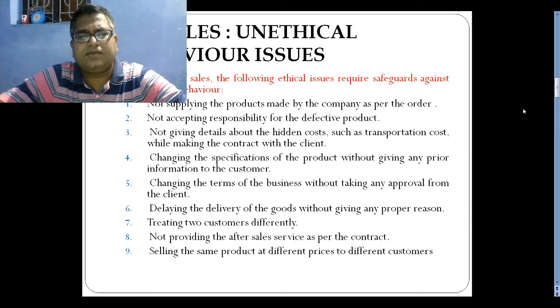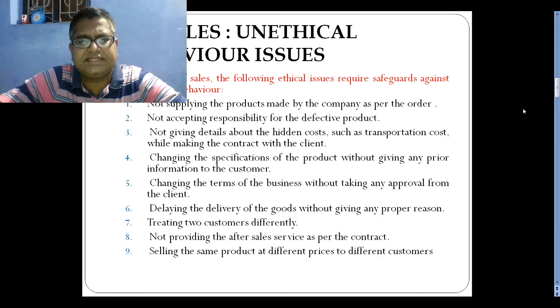And the second one is not accepting responsibility for the defective product. Sometimes you purchase a product which is defective, and when you return it, the shopkeeper or the company says it will not be replaced and you must pay some extra amount. That is called unethical behavior. Another one is not disclosing hidden costs or transportation costs, making contracts with clients, or changing the specification of the product. This is called unethical behavior.